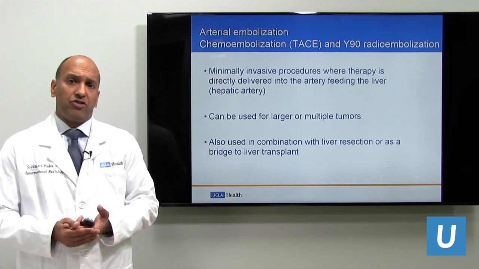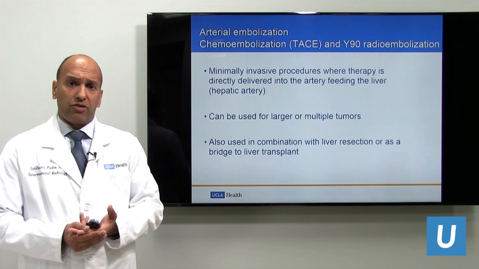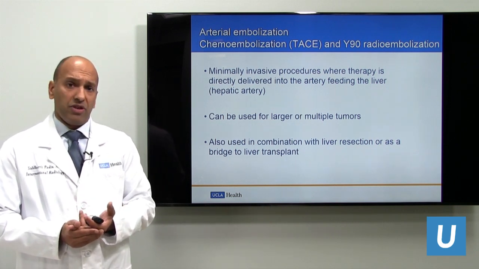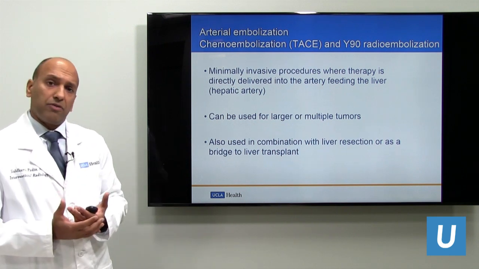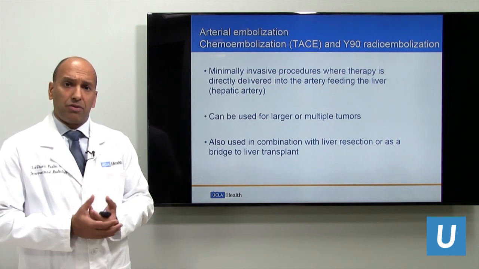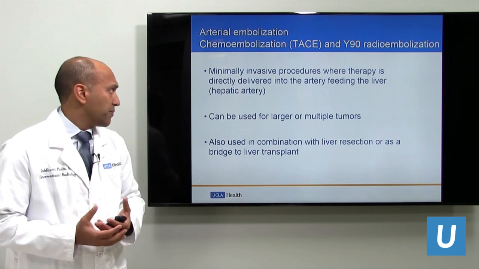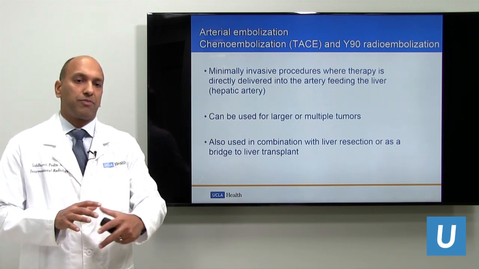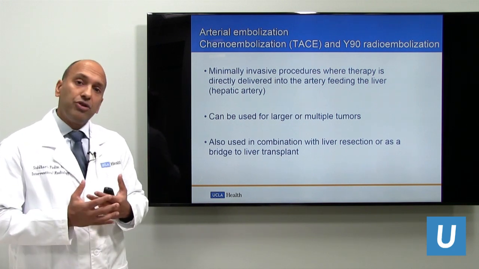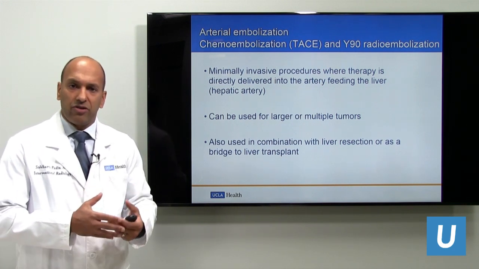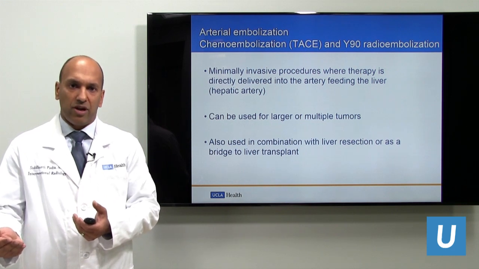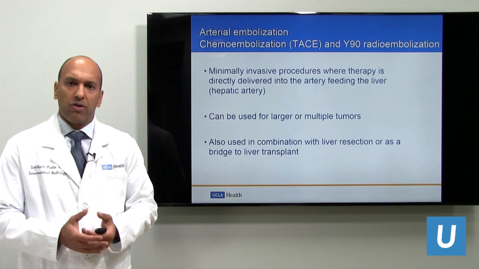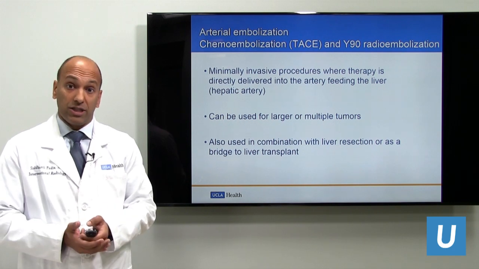The two main procedures that we perform in this group are called chemoembolization and Y90 radioembolization. Now, these are minimally invasive procedures where the therapy is given through the blood vessels going into the liver. So this can be used for larger tumors, multiple tumors, tumors that are spread throughout the liver, and it's also used in combination. So we can use these technologies in combination with that ablation technology, which I mentioned earlier. It can be used in combination with surgical resection, or it can even be used in combination with liver transplantation.